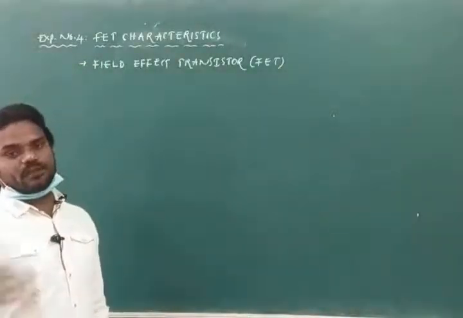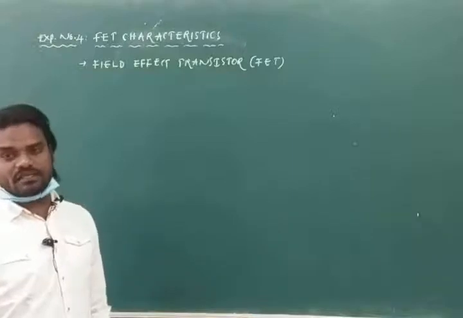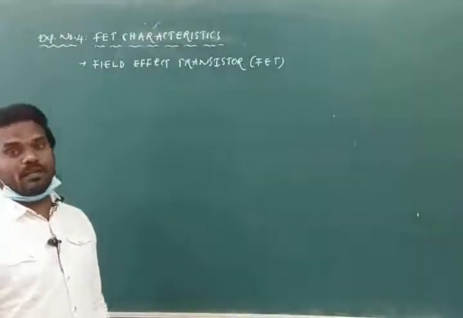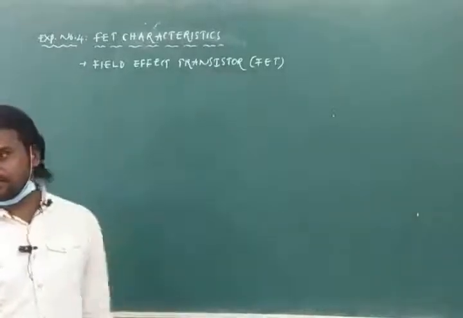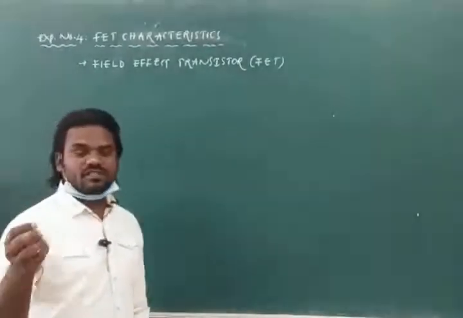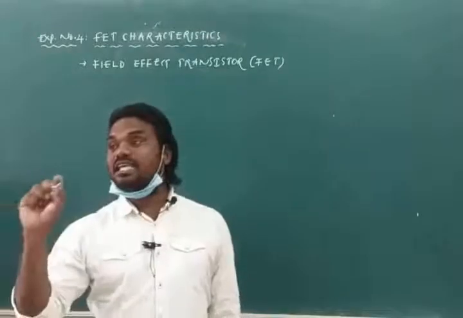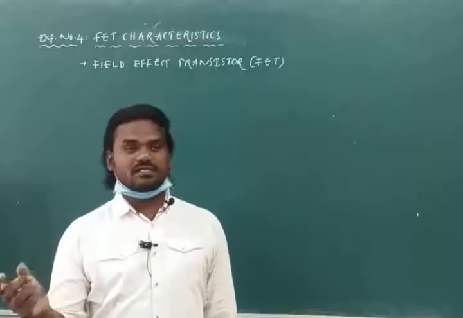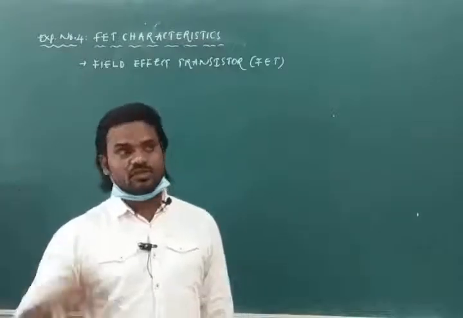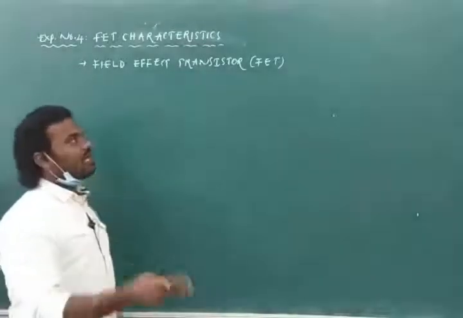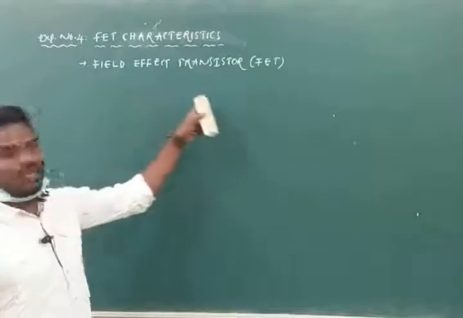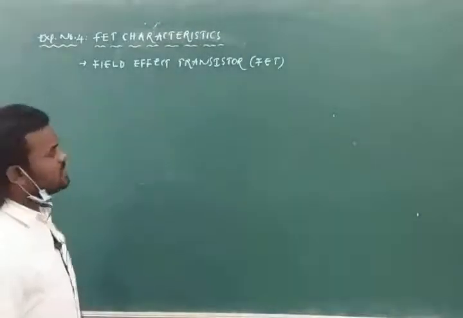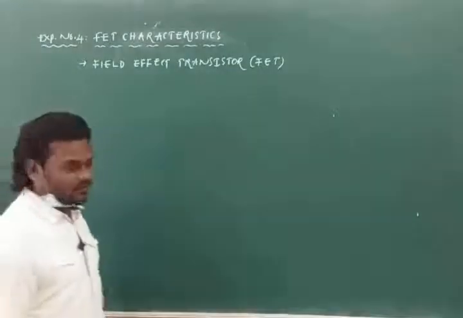Whatever experiment we did in the case of CE configuration using the BJT, we have to do the same experiment by making use of the FET. In CE configuration, which transistor did we use? BJT, which stands for bipolar junction transistor. The same experiment we must do with another transistor, that is called FET.